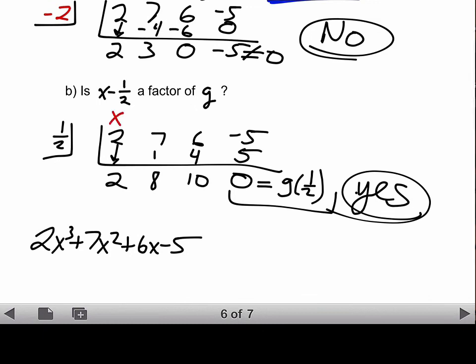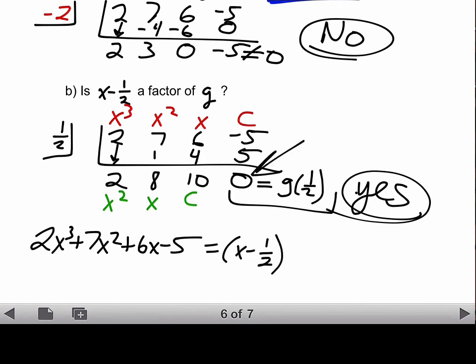And, well, look, the exponents of the original polynomial were 3, 2, 1, and then the constant. So the exponents of the quotient are going to be 2, 1, and then we have our constant. So we can say that this original polynomial is equal to, now x minus 1/2 we found is a factor because the remainder is 0. The other factor is 2x squared plus 8x plus 10.